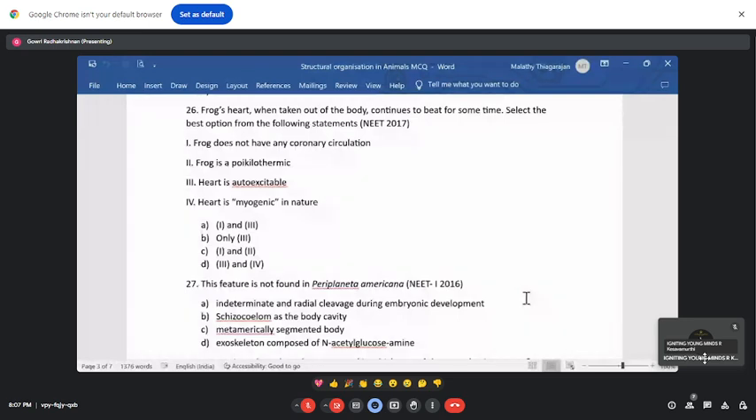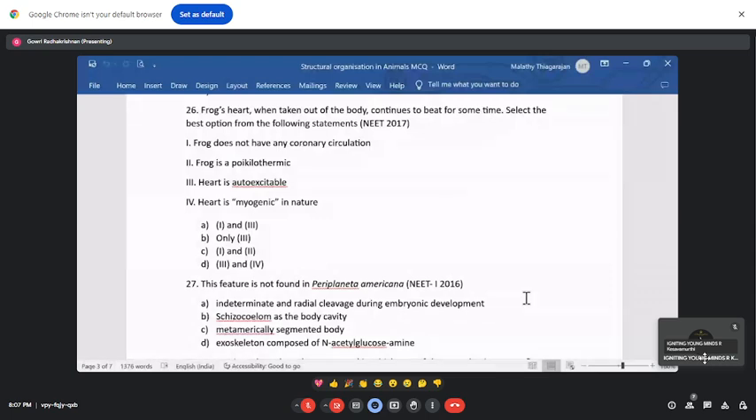Option B, ma'am. Option B is not right. It's option A. No, I'm sorry. It's option D. Because the fourth is also correct. Heart is auto-excitable and heart is myogenic in nature.